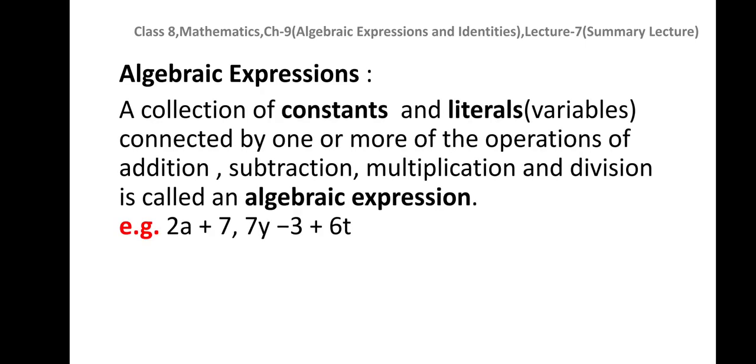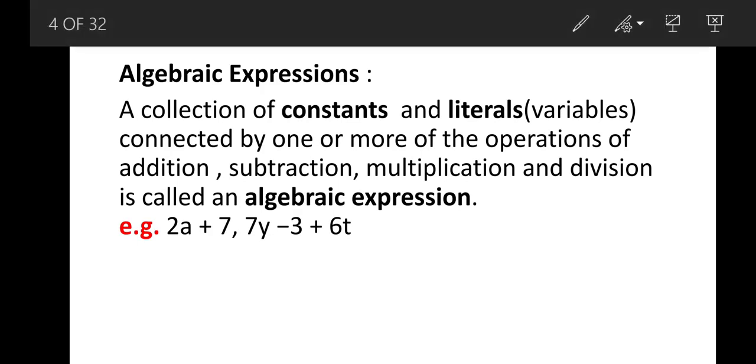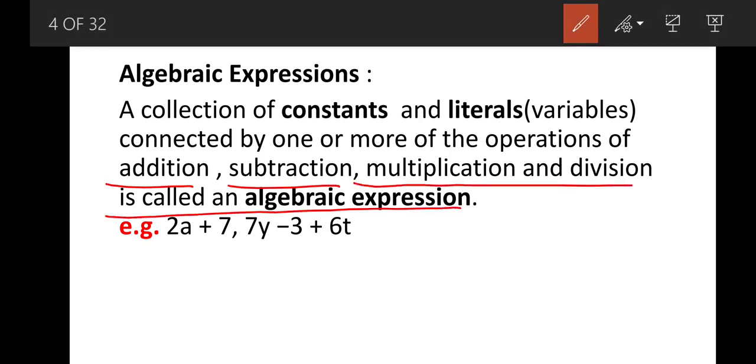Now, coming to algebraic expressions definition, what do you mean by an algebraic expression? A collection of constants and literals or variables when they are connected by one or more operations of addition, subtraction, multiplication and division is called an algebraic expression. So basically algebraic expression is nothing but a collection of constants and literals or variables which are connected by one or more of the operations of addition, subtraction and multiplication and division.